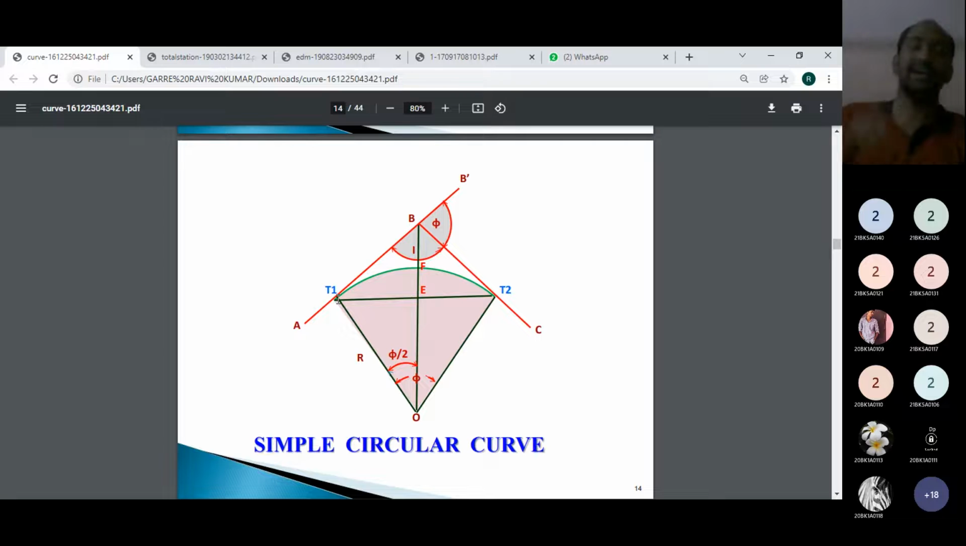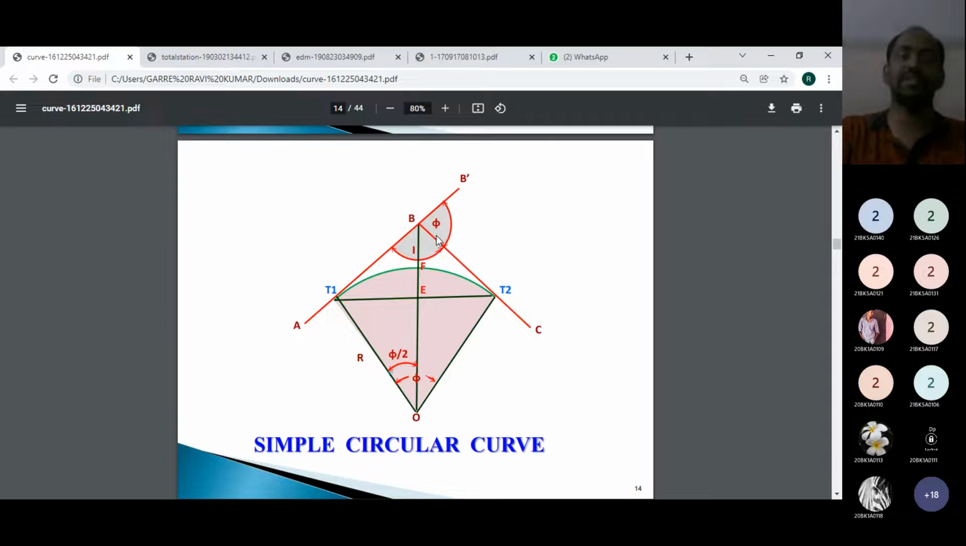If you draw any straight line from O to any point on the curve, then it will definitely be the radius. R has been written. Here you can see the line AB and the line BC. If you extend the line AB, it will go from A to B to B dash. It means the AB line has been extended till B dash, and the line BC is there as it is.